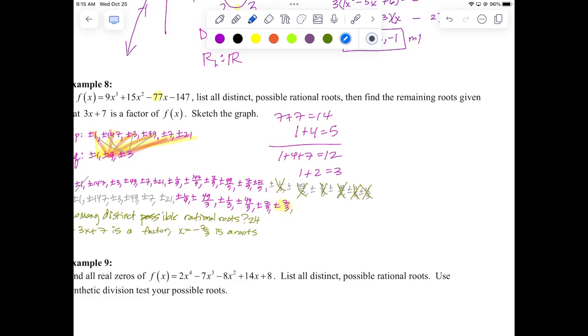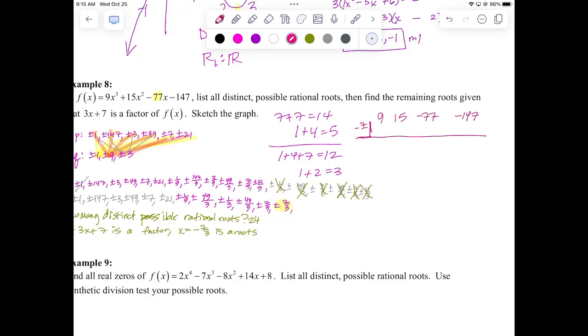All right, let's go ahead and write down our coefficients. We got 9, 15, negative 77, and negative 147. 3, 2, 1, 0. Okay, so no placeholders needed. We draw our line in the box. What are we going to put in the box?